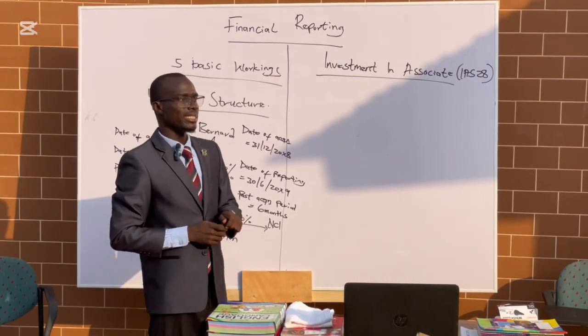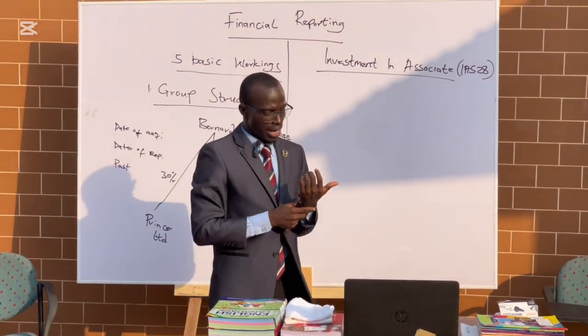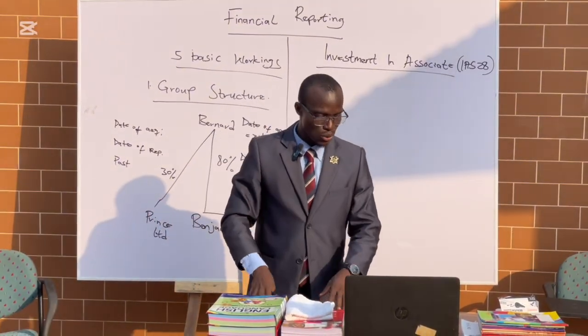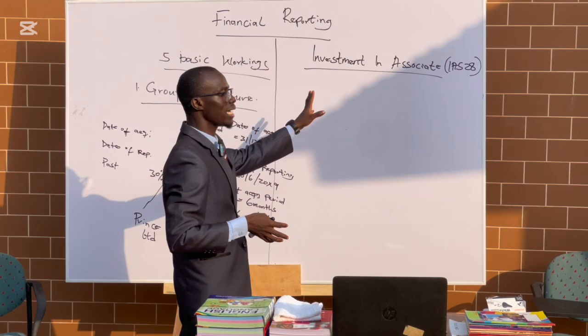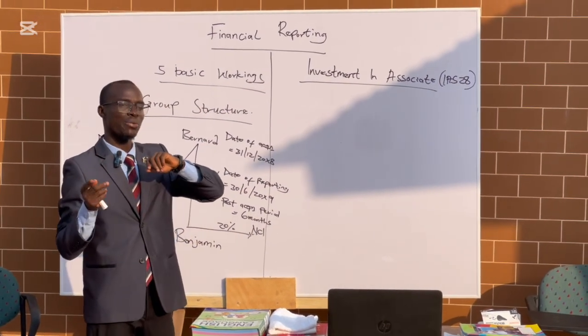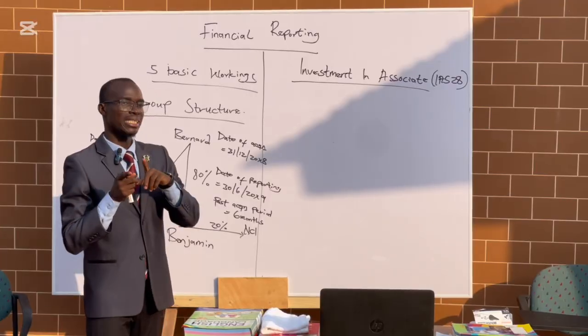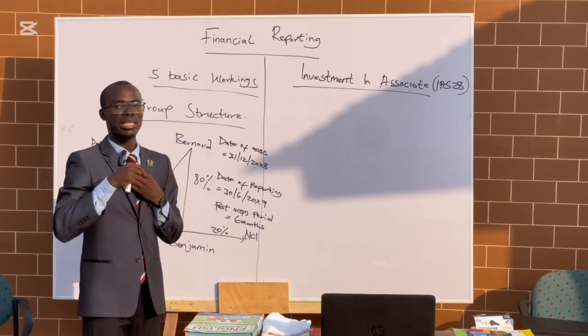So IAS 28, investment in associate. When it comes to IAS 28, like I said, it's going to be accounted for using equity accounting. Anytime an organization has shares in another organization which is more than 20% but not up to 50%, the organization will have significant influence.